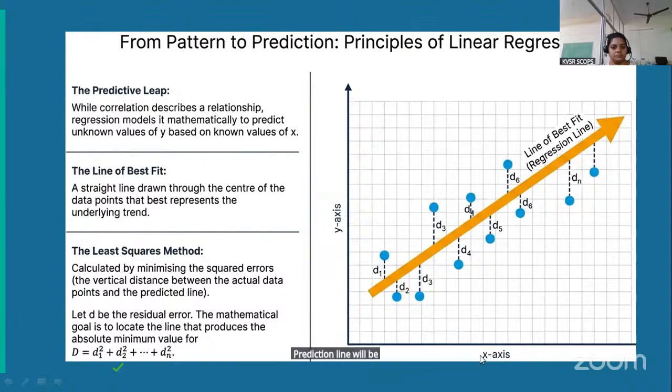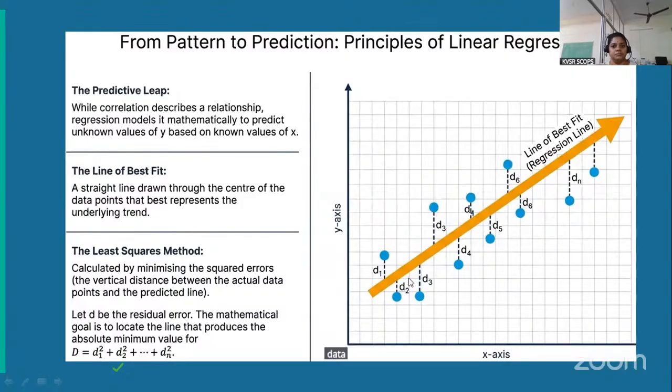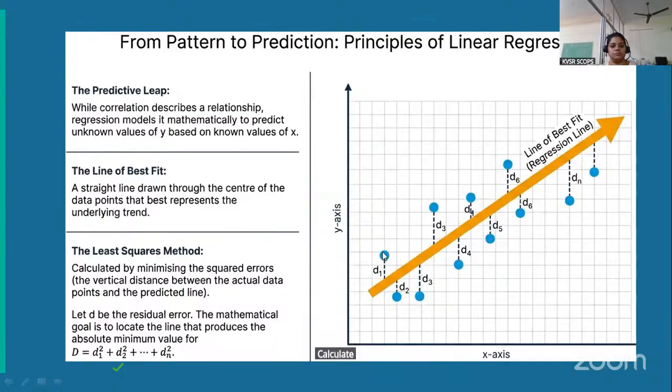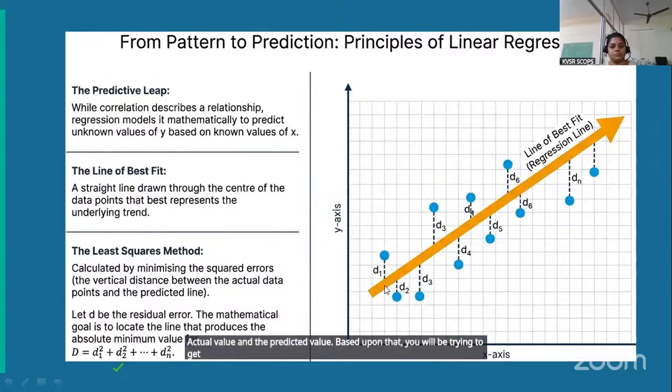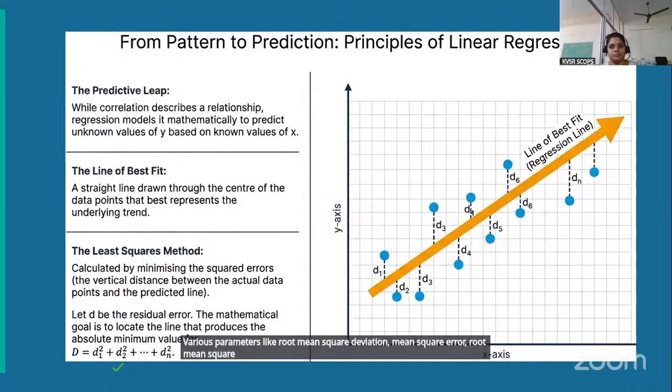So initially you will have the x-axis, and these are the data points which you can see here, forming the best fit line. This is the point where exactly the molecule is present, if you take concentration versus absorbance. But for the predicted value, you try to calculate the difference between the actual value and the predicted value. Based upon that, you will be trying to get various parameters like root mean square deviation, mean square error, root mean square error, and error values.